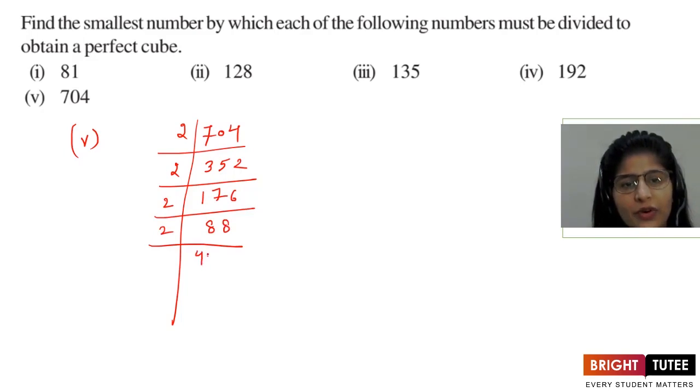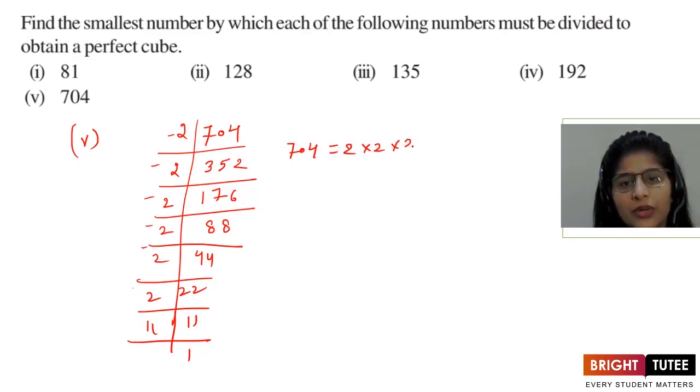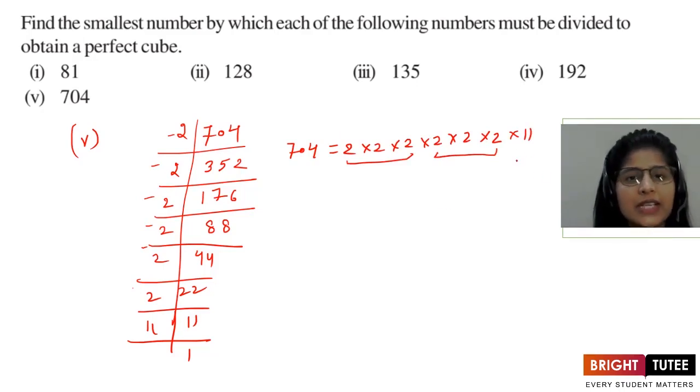Then you get 44, then you get 22, then you get 11, and 11 is divisible by 11. So 704 can be written as 2 times 2 times 2, times 2 times 2 times 2, times 11. Right? So these are going to form the triplets. And what we are left with, one more, 11. So 11 is the extra number.